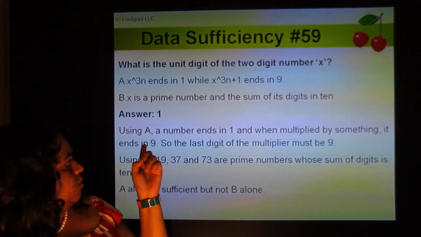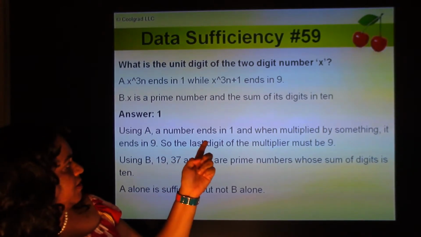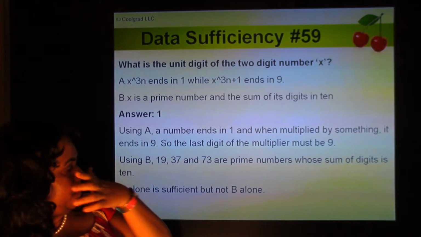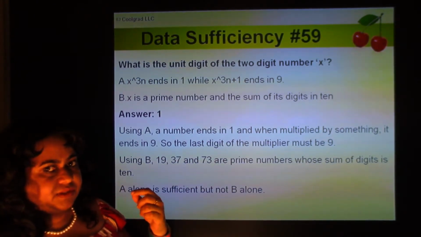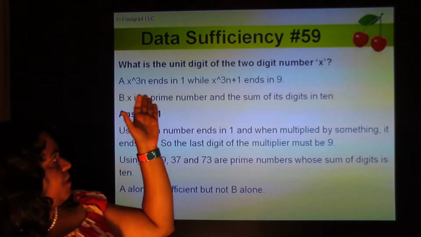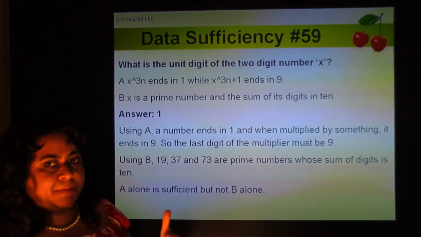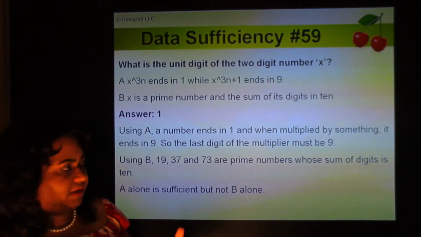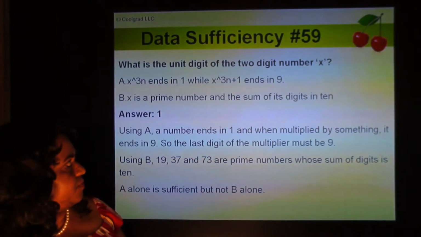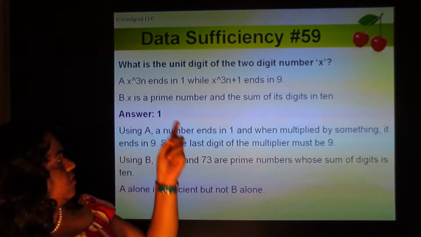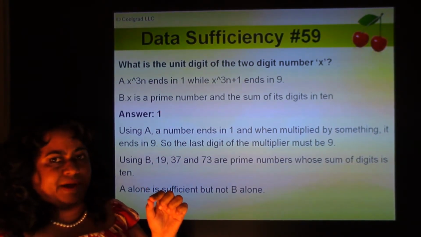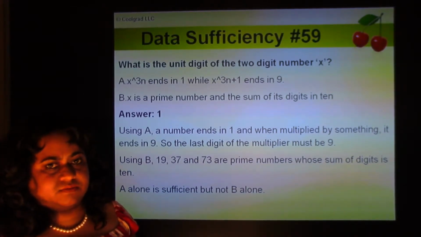So using statement A alone, a particular number ends in a 1, and when the number is multiplied by something, clearly x is multiplied by itself, right? So x to the power of 3n is a number, multiplied by x it gives this number which ends in a 9. So some number ends in a 1 and you have to multiply it by a multiplier to get a number which ends in a 9.